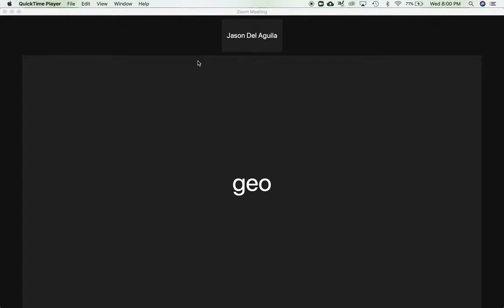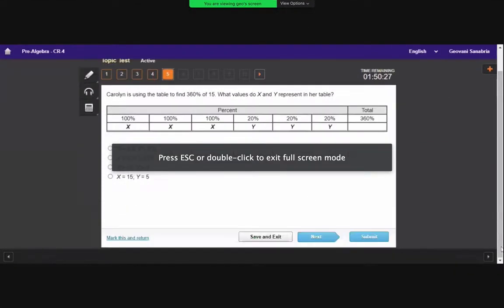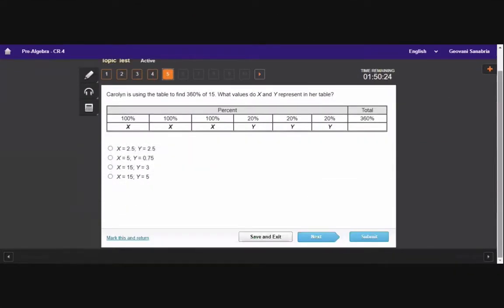So, I started that test right now, okay, and I'm stuck on one. If you want. Well, I just don't know how to. Carolyn is using the table. Yeah. So I was trying to, I have no idea, I was trying to just do multiplication and divide on this. Yeah, it looks like you're supposed to do, okay, what is the value of x and y? Okay.